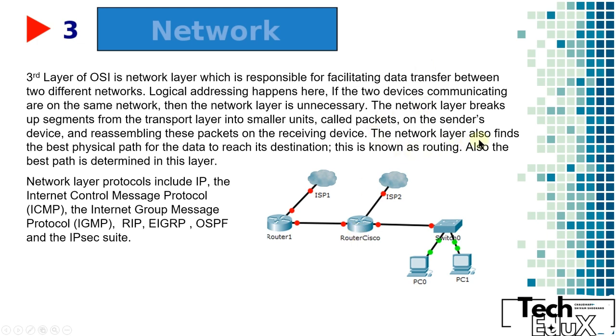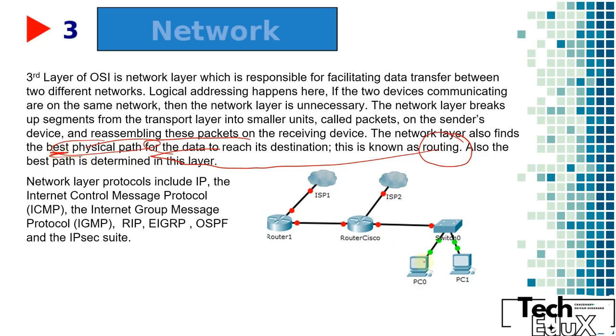The network layer also finds the best physical path for the data to reach the destination. This is known as routing. So this is the best definition of routing. Where is the best path? The best physical path. This is the best physical path.